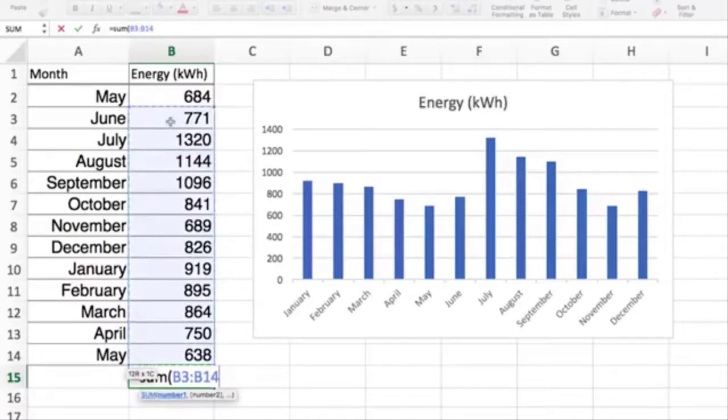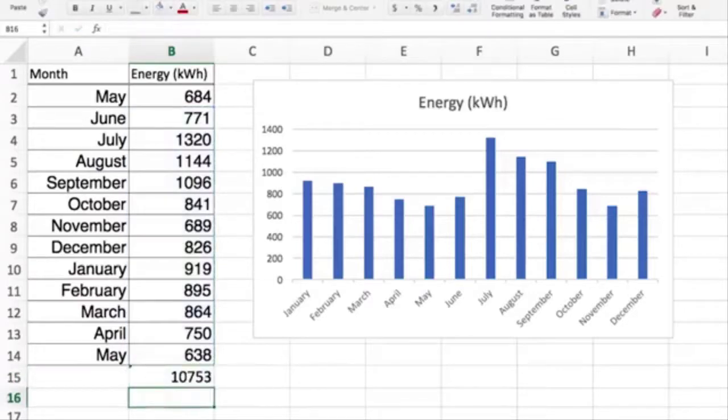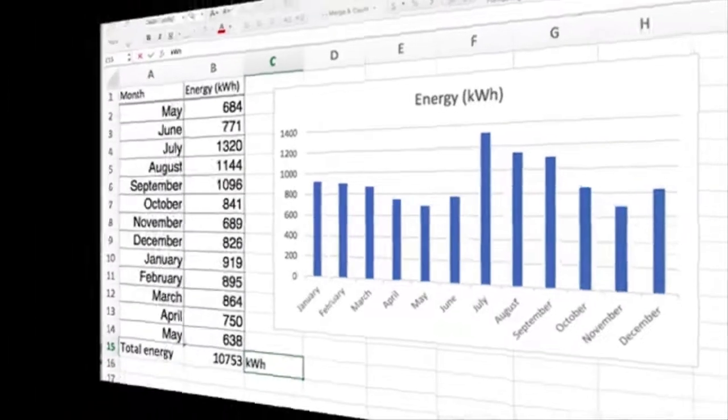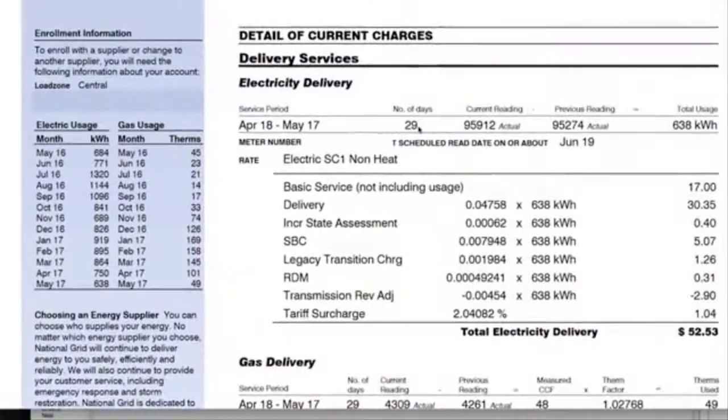So I have a 12-month span, and by highlighting all those values, I get an energy usage of 10,753 kilowatt hours. So that tells me that if I was to want to replace all of my energy usage with photovoltaics, I need a photovoltaic system that would produce 10,753 kilowatt hours. Now that we've looked at how to calculate the annual energy usage, again, we can go back and look at a monthly energy usage like 638 kilowatt hours.